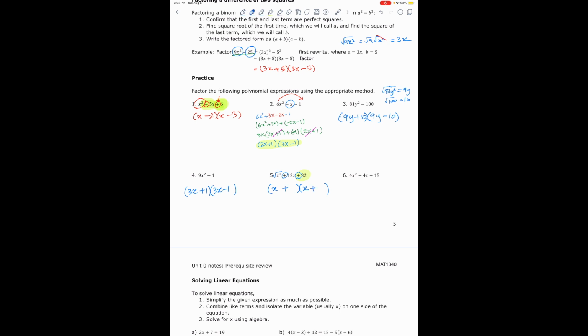I'm looking for two numbers. When you multiply them, you get 32. If you add them, you get 12. That is 4 and 8. It doesn't matter which one goes where because both signs are positive.